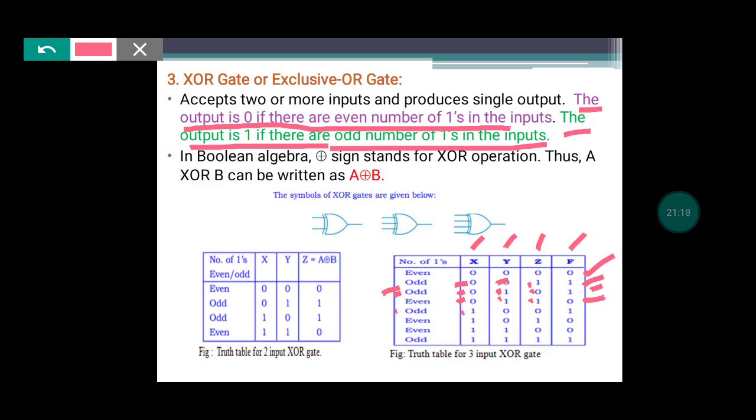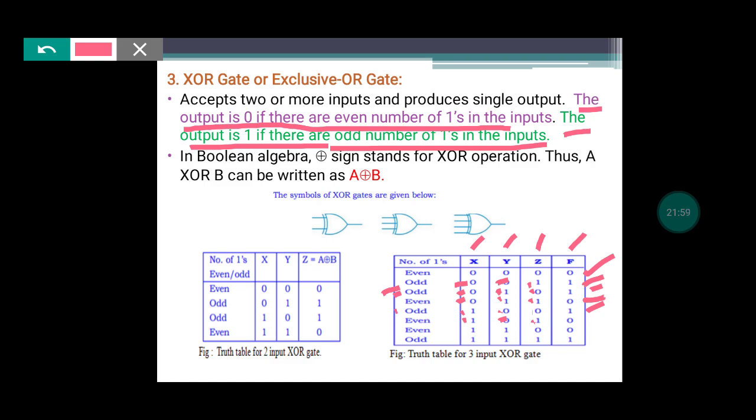Now see the fifth one. Here X is 1, Y value is 0, Z value is 0. What is the combination? 1, 0, 0. How many times is the input signal high here? 1 time only. So 1 is an odd number of times, so at that time the output is 1. Now next, see, X value is 1, Y value is 0, Z value is 1. The combination is 1, 0, 1. In this 1, 0, 1, 1 has appeared how many times? 2 times, and 2 times means it is an even number.